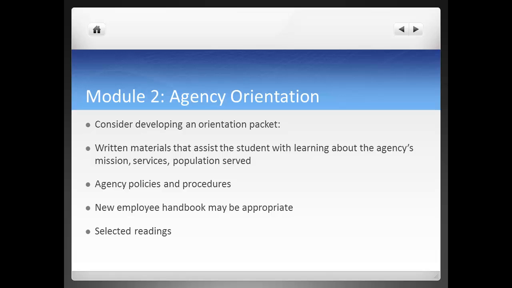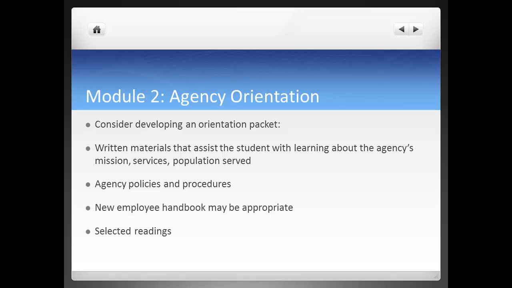Consider developing an orientation packet. It may be that your agency already has a new employee packet, and those materials might be helpful to a student. But any written materials that will help a student learn about the agency's mission, services, and the population served are very critical. Agency policies or procedures that the student will need to demonstrate familiarity with, knowing where they can locate those agency policies and procedures, is helpful.